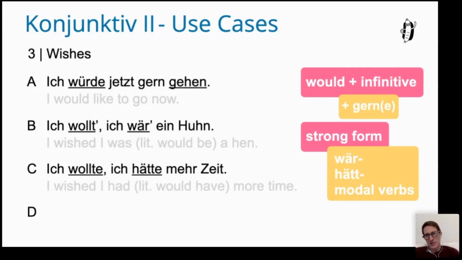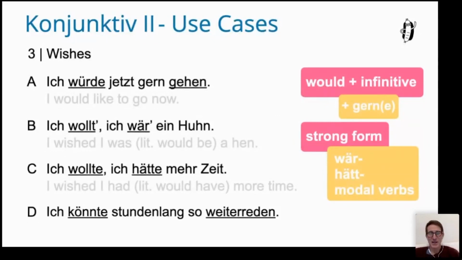So wollte, what does wollte mean? I wished. I wanted, literally. I wanted I had more time. So if you say I want, you don't have to add like to it. I want to like, that doesn't really work. So if you have I wanted, you don't need the gern. If I killed the ich wollte in B and C, I could say ich wäre gern ein Huhn. Or in C, ich hätte gern mehr Zeit. So this is why there is no gern here, but it's still kind of present.